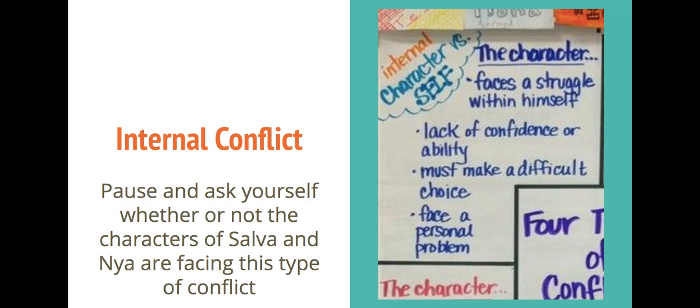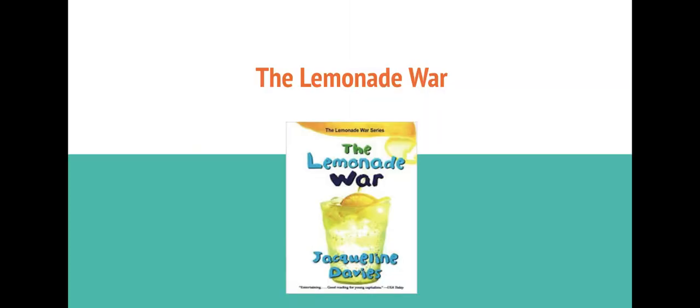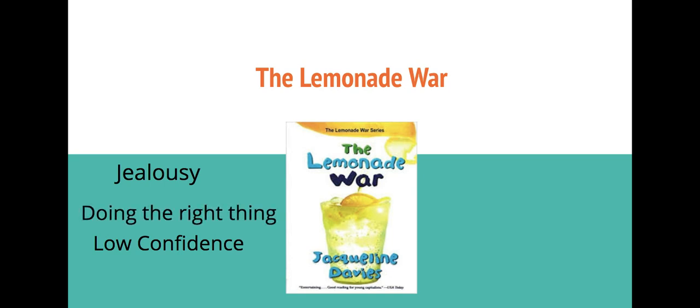Okay, you should have paused and done that exercise. I'm going to talk about this in relation to the Lemonade War. If you remember in the Lemonade War, we had Evan and Jesse. Evan faced a lot of jealousy with his sister. He faced low confidence with his sister and with his grades and how she was going to be in his class. And he also struggled with doing the right thing.